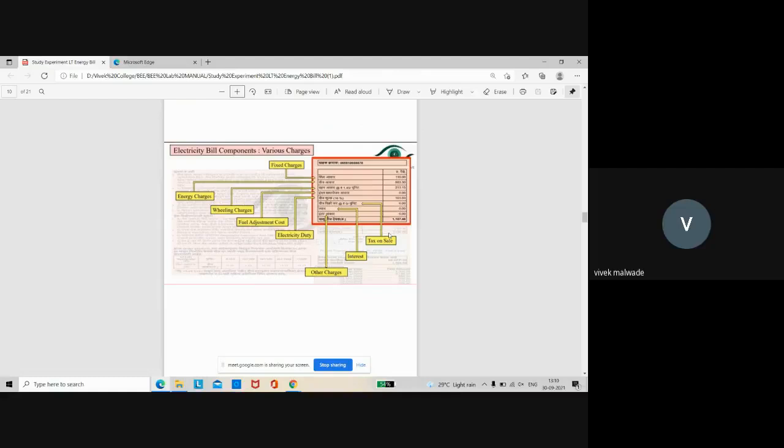ईंधन समायोजन आकार, which is nothing but fuel adjustment cost. Then वीज शुल्क, which is electricity duty, which is 16%. Okay, so that is 161 rupees. After that, वीज बिक्री कर, that is tax on the sale, which is also calculated per unit. And interest, which is nil, and other charges here are also made. So total bill is 1167.48.